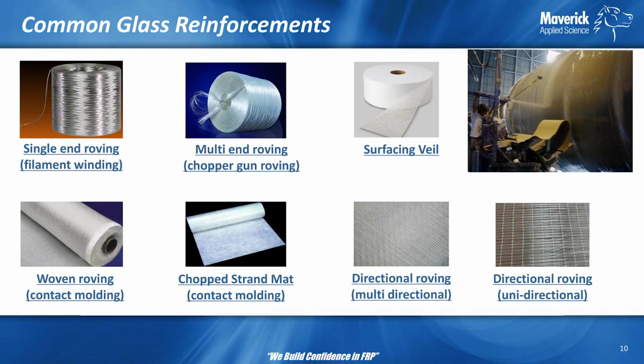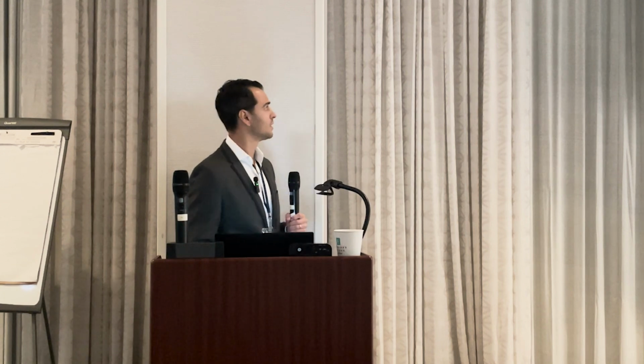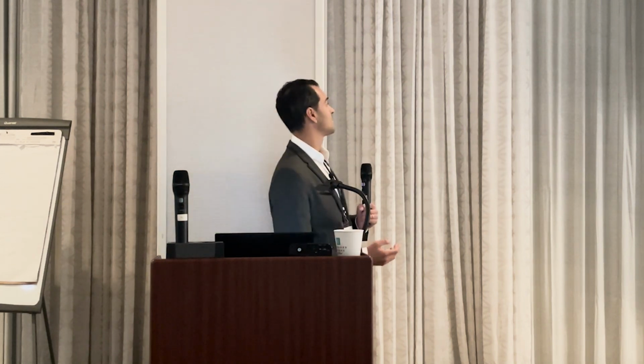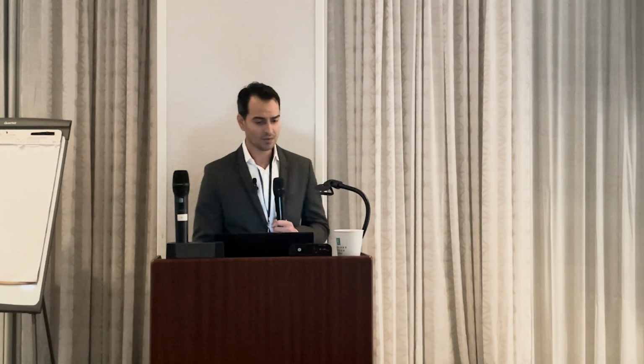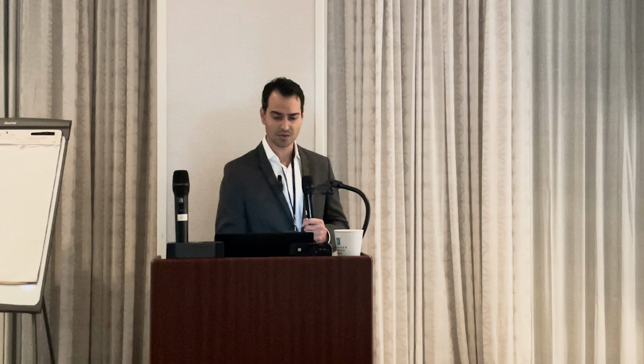So now that we talked about the resins, the corrosion resistant part of it, let's talk about the glass reinforcements. And here in this slide, I have all the common types of glass reinforcement that you will see around the industry. We can see we have single end roving, multi-end roving, surfacing veils, woven rovings, chop strand mat, and directional rovings. So let's go in depth on each one of them.